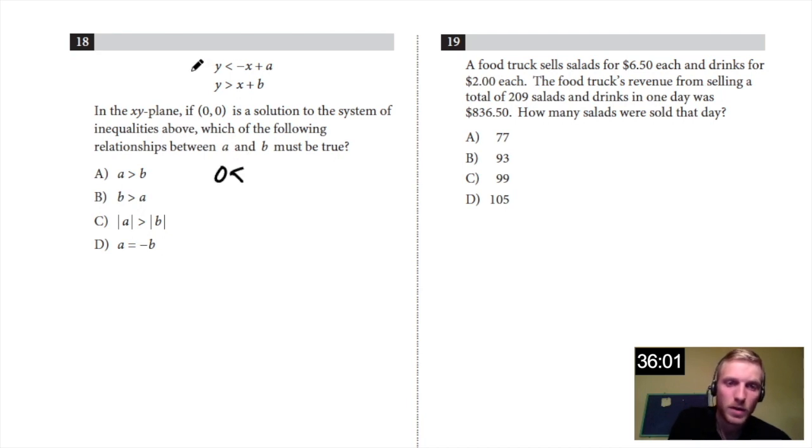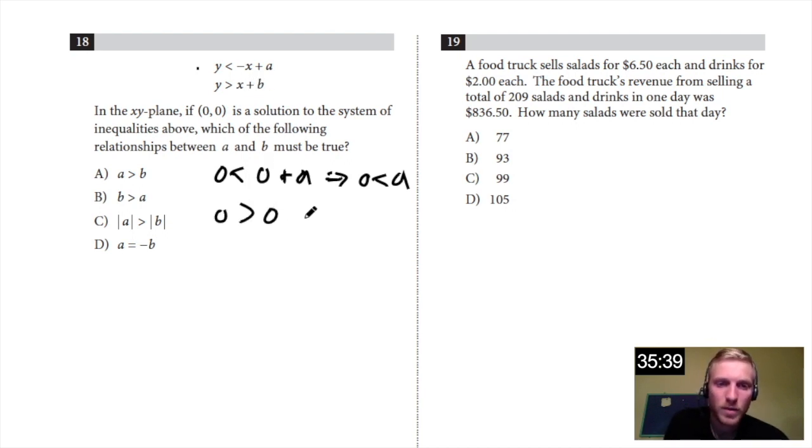So substituting into our first equation here, we can say 0 is less than negative x. We're substituting 0, so 0 is less than 0 plus a. This is the same as saying 0 is less than a. For our second equation, we substitute 0 for y. We can say 0 is greater than x. Substitute 0 for x: 0 is greater than 0 plus b. So this is the same as saying 0 is greater than b.